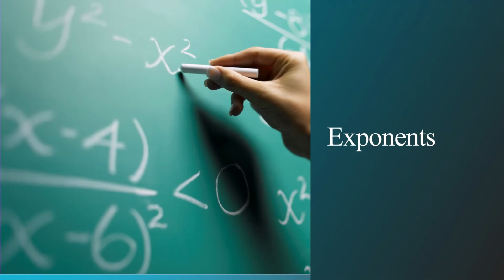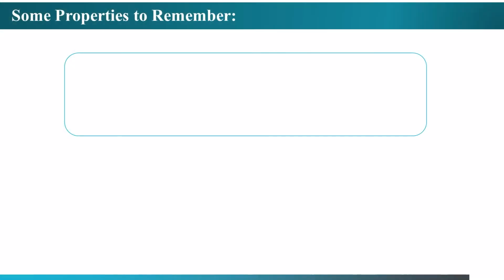Let's move on to exponents. We'll start with some properties about exponents. We have the first property, which is that a raised to the negative n is equal to 1 over a to the n. We also know that the nth root of a can be written as a to the 1 over n. And the nth root of a raised to the mth power is the same thing as a raised to the m over n.